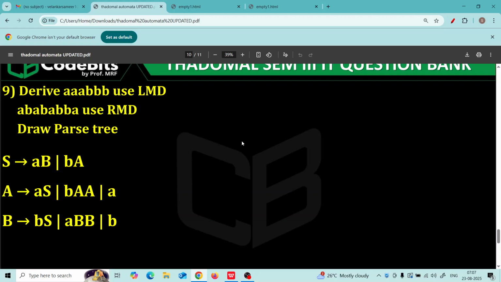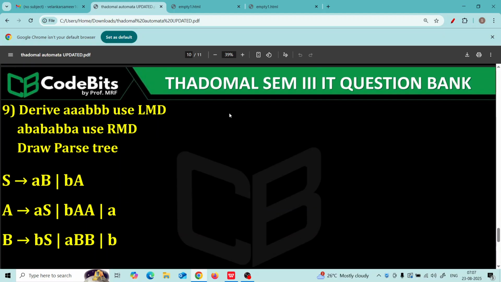Hello dear students, we continue our work of solving the unit test questions which are asked in Thadomal Sahani Engineering College SEM 3 Automata Theory subject. Check this question: derive the string AAABBB using leftmost derivation LMD, and derive the string ABABBABA using RMD, rightmost derivation, and also draw the parse tree, given this context free grammar.